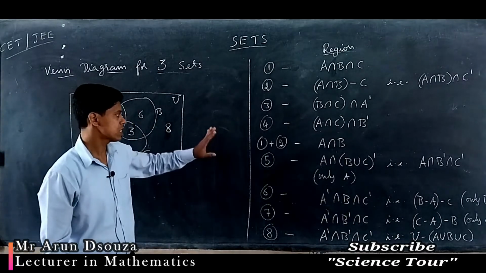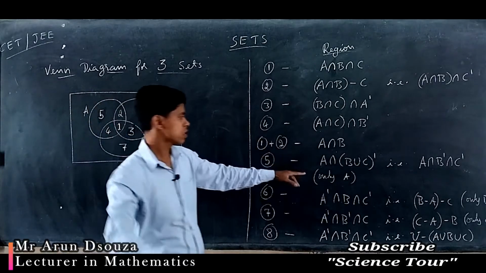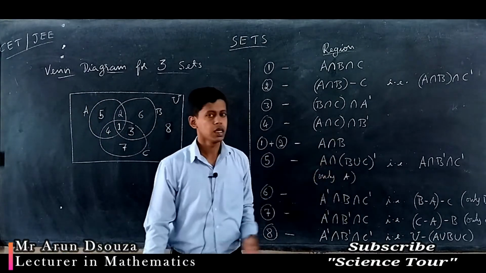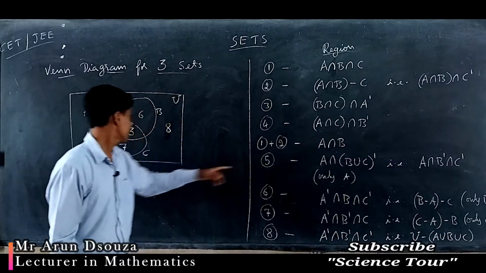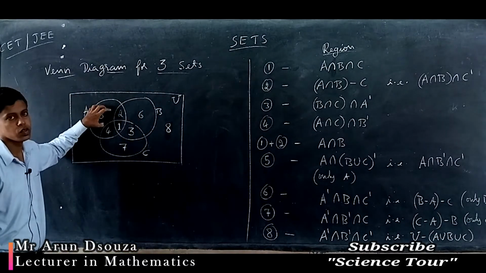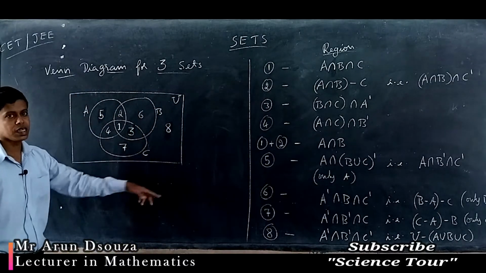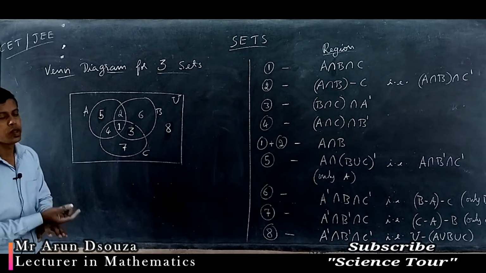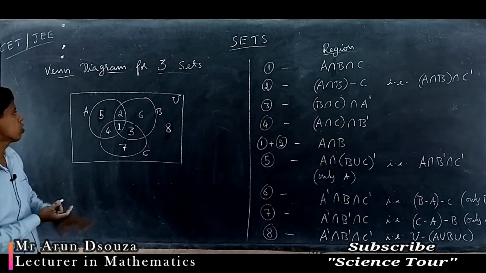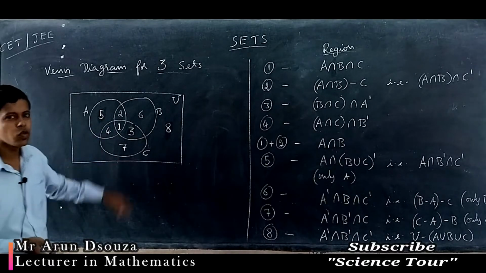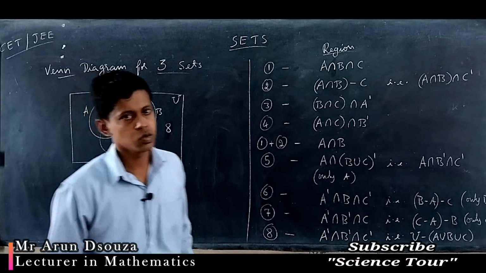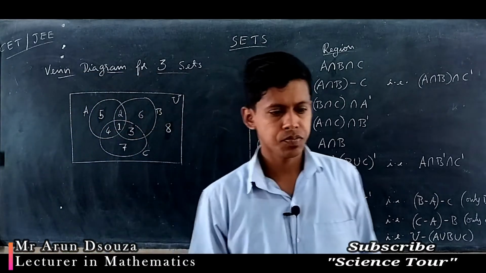Once you understand what they represent, suppose this question is asked: only A. So where do you go? Only A is this region. So if you have that number, that's the answer, that's it. Answering questions based on these three sets is very easy if you go for the Venn diagram. So that's what I suggest.